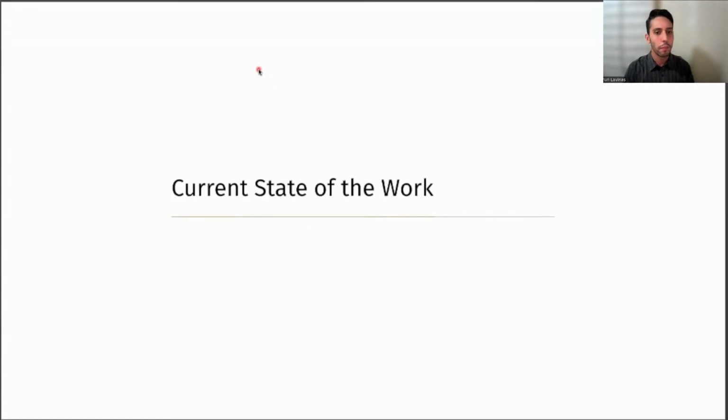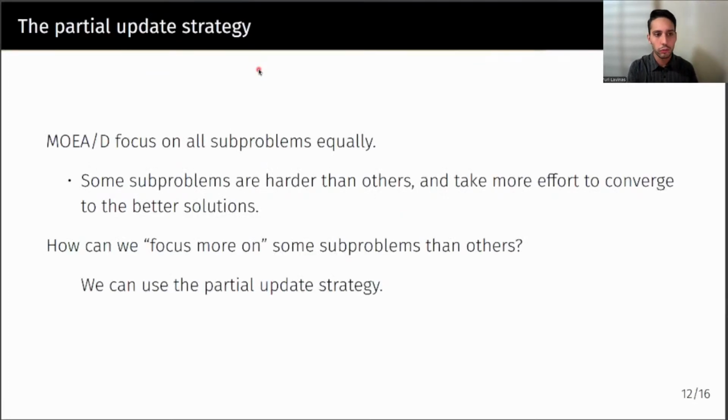So let me tell you now a little bit about the current state of my research work. Okay, as I showed you before, MOEA/D focuses on all subproblems equally, tries to change them all together. However, some subproblems are harder than others. So maybe you would like to focus more on some subproblems and leave others with less priority. But how can we focus more on some subproblems than others? We can use the partial update strategy for that.